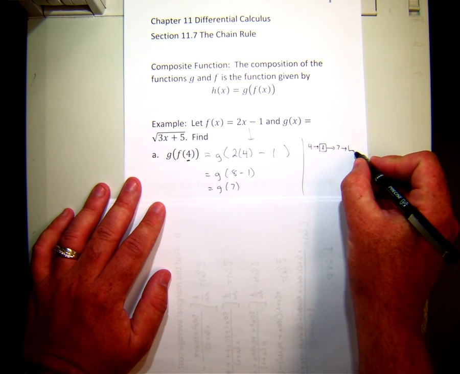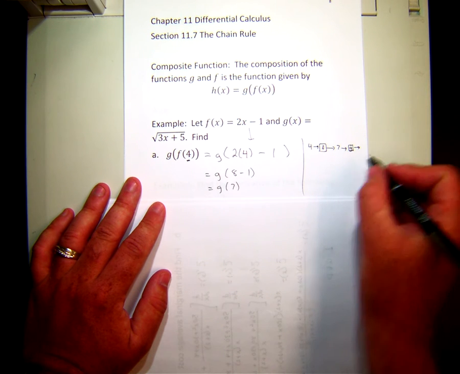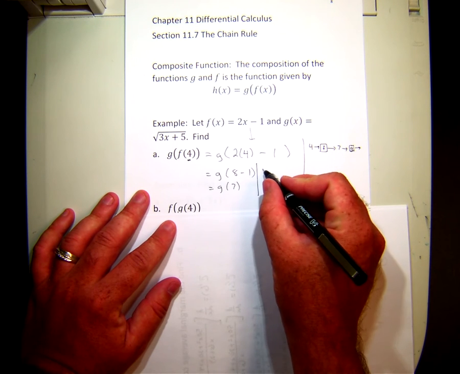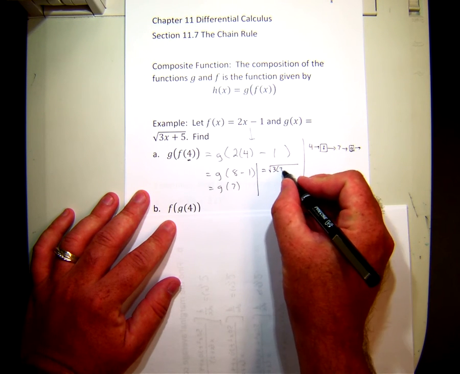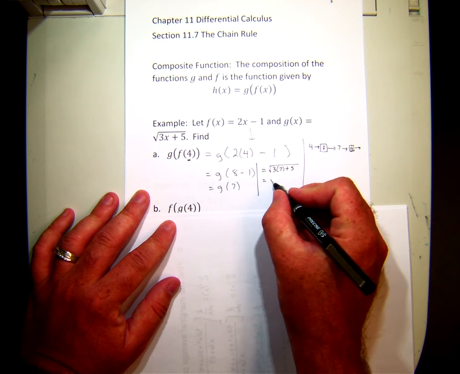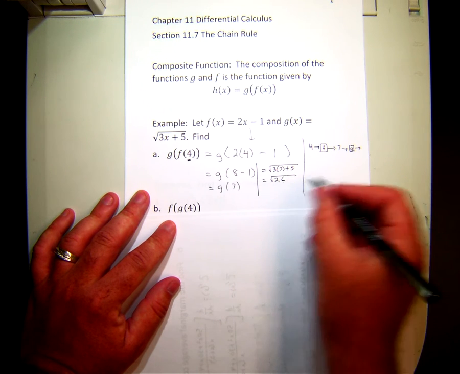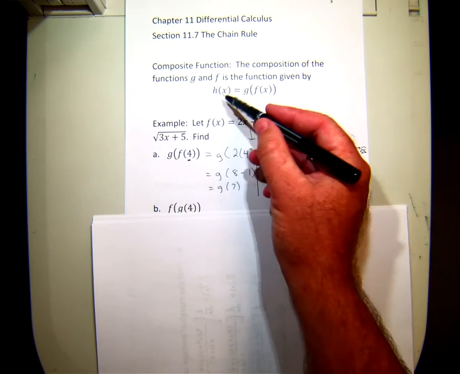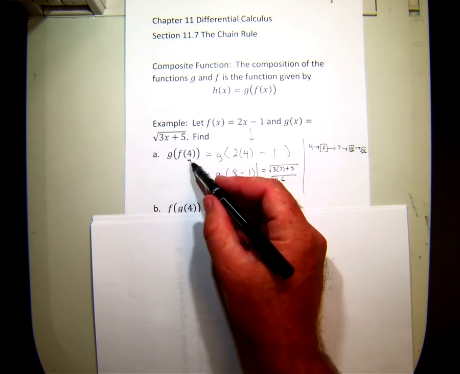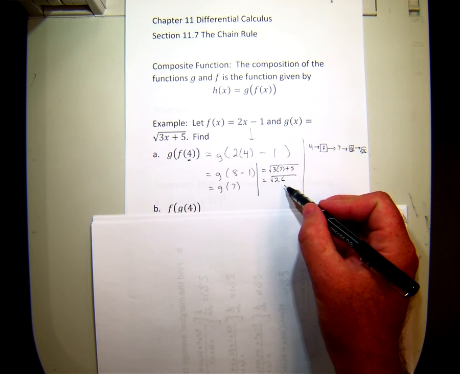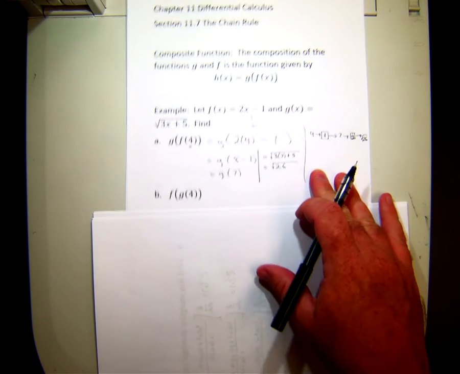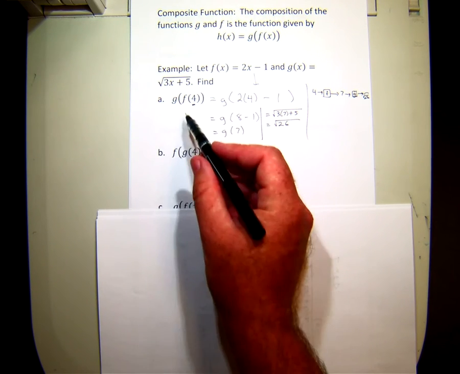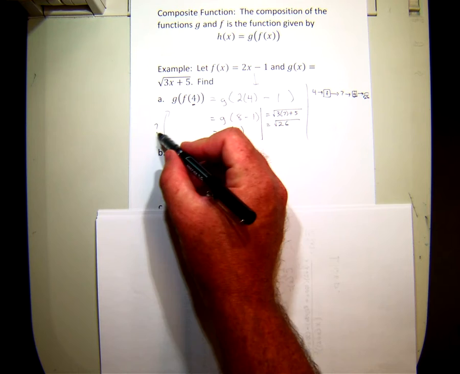I'm immediately going to turn around and plug that 7 into the function g. Let's see what happens. That's the square root of 3 times 7 plus 5, square root of 26. So our function h, the big function, takes 4 and spits out square root of 26. Okay, but it does it through two functions. Let's try this. F of g of 4. Now these look very similar, so the question is, are they the same?